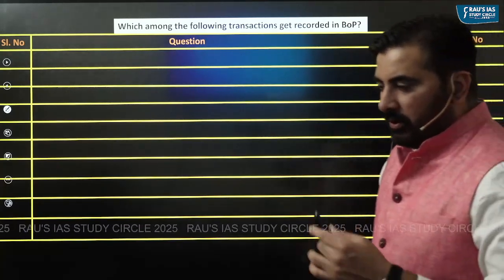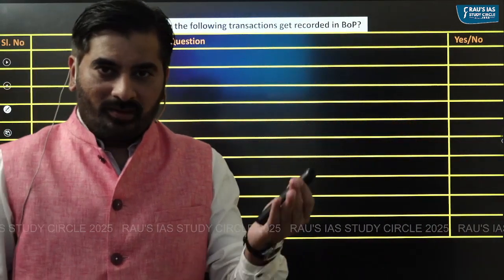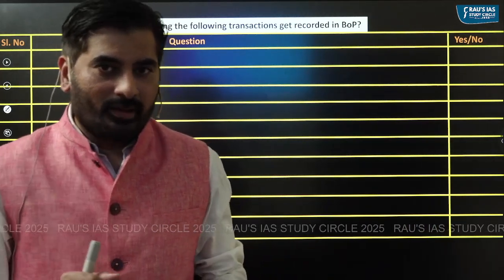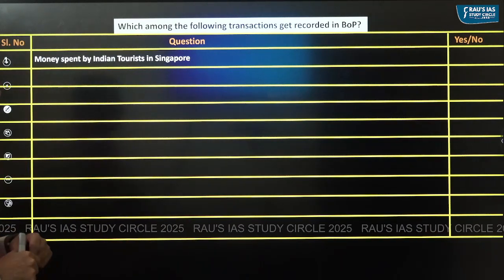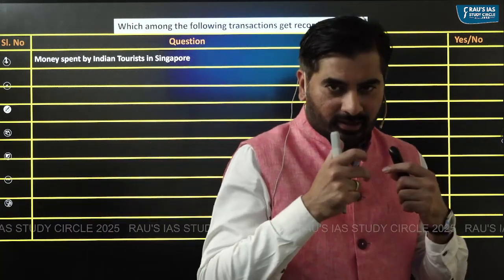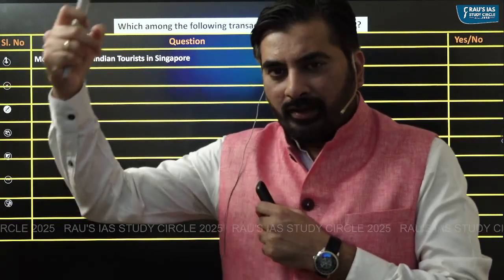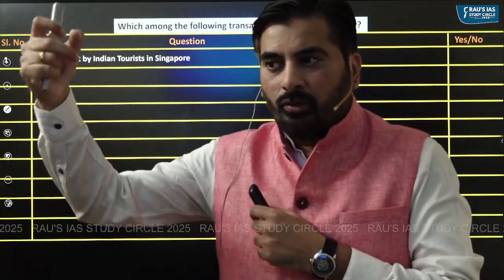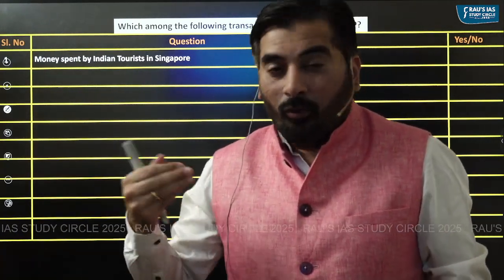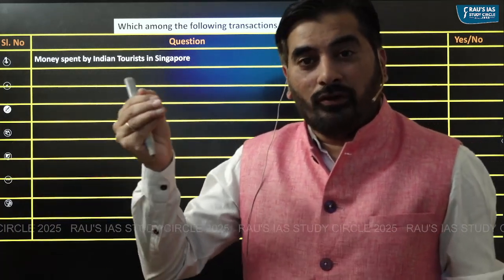Let's look at different scenarios and identify whether a scenario will be part of BOP or not. And within BOP, what will it be considered as? For example, let's say money is spent by an Indian tourist in Singapore. Indian tourist is an Indian resident. This Indian resident goes to Singapore. In Singapore, he spends money. So he is giving money to a non-resident. So it should be accounted under BOP. But what will it be? It will be considered as import of tourism.